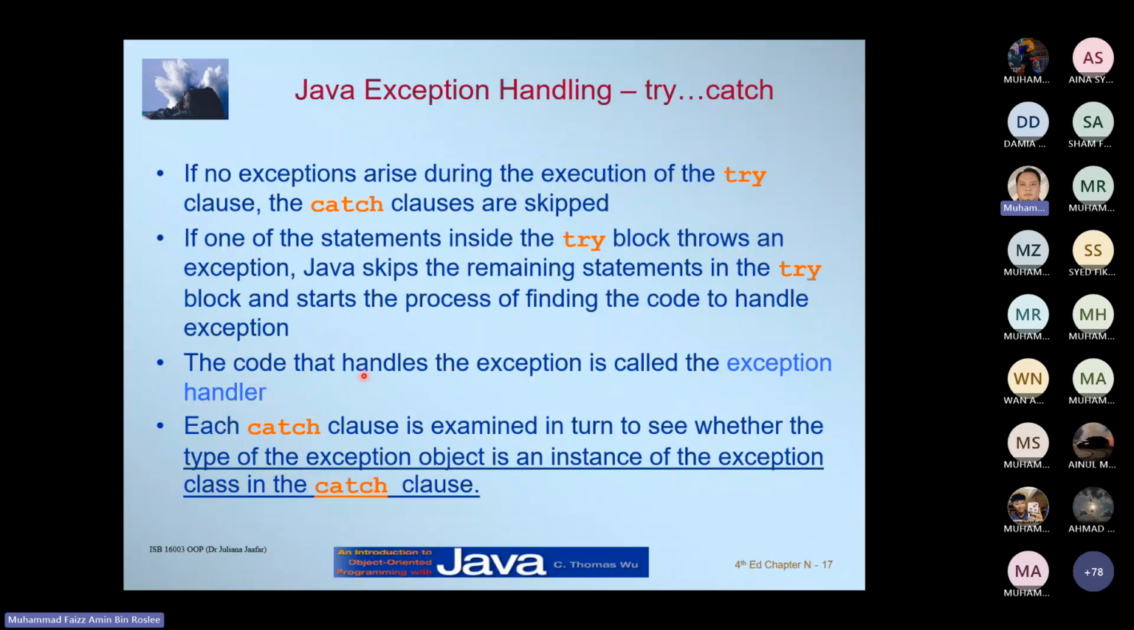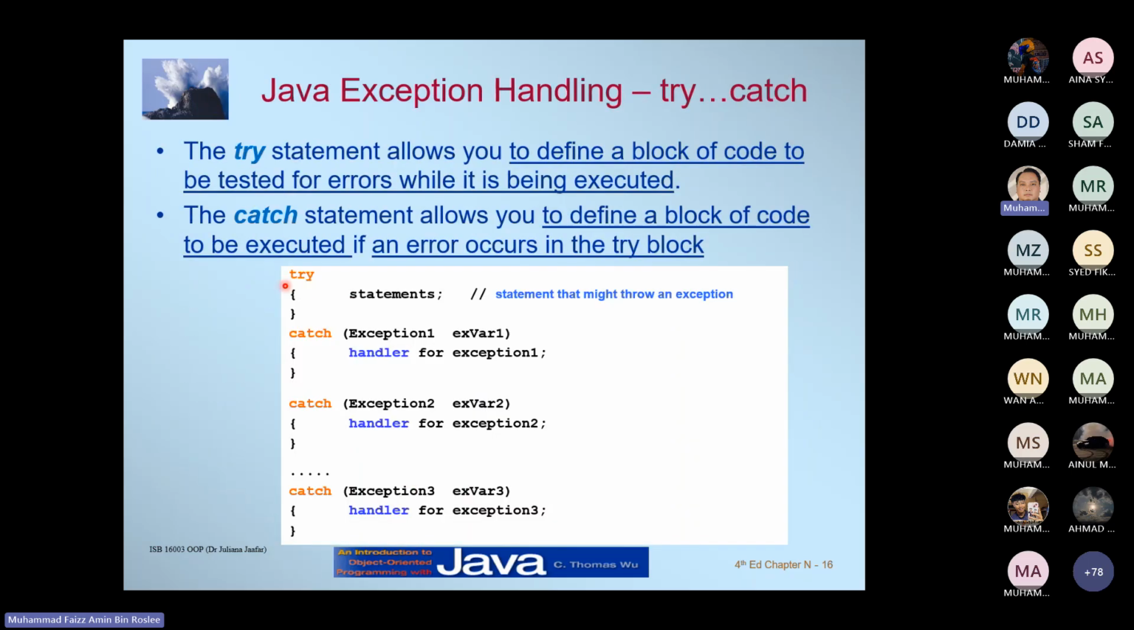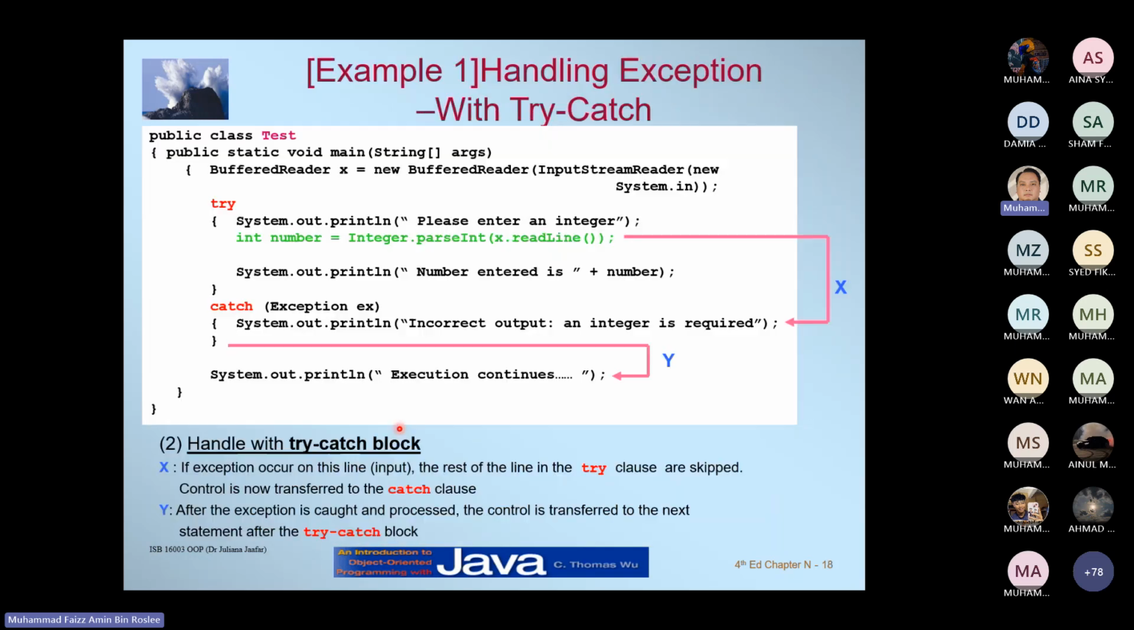The code that handles the exception is called the exception handler, right? Each catch clause is examined in turn to see whether the type of the exception object is an instance of the exception class in the catch clause. So basically, when something happens in a try block, it will go through the catch blocks one by one and see which error exception is being thrown in this try block. If one of them matches, it will go to that particular catch block.